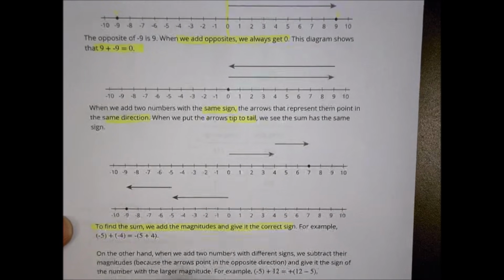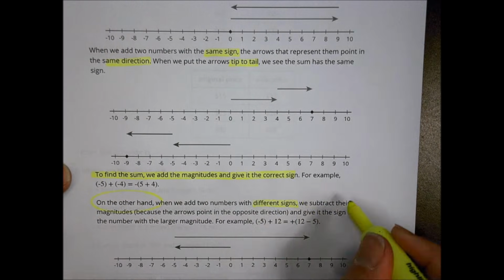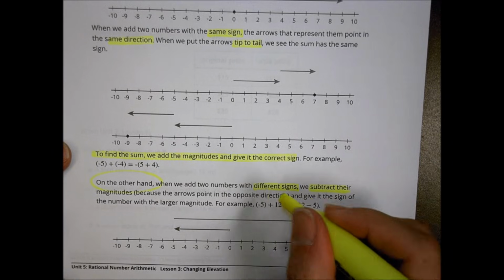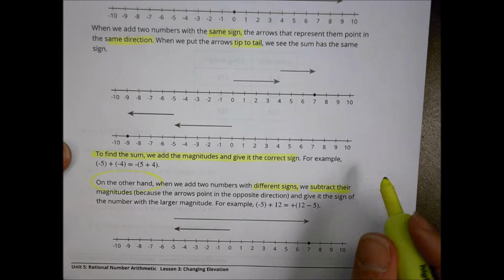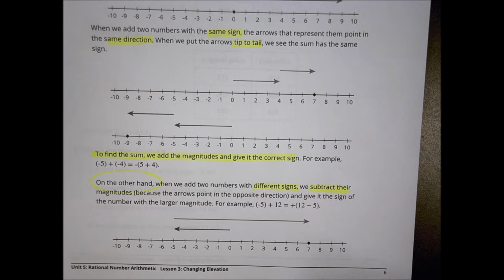On the other hand, with different signs, we subtract their magnitudes because they point in opposite directions. So with different signs, we find the difference, okay? And they say give the sign of the number with the larger magnitude. I was saying keep the bigger sign, right? So look for what happens there.